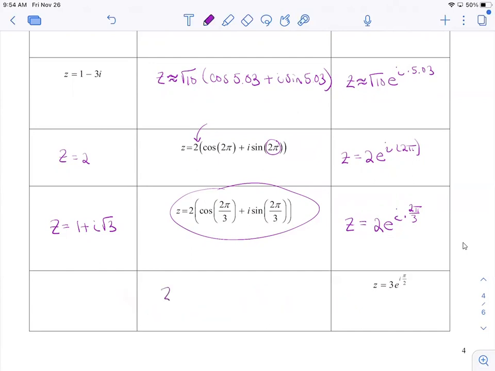So looking at my Euler's formula, I know my r is 3. Then I have cosine, my angle's pi over 2, plus i sine pi over 2. And now, just like from the previous video, I can just evaluate. 3 cosine of pi over 2 is 0, plus sine of pi over 2 is 1. So you can write this as 0 plus 3i if you'd like. You could also just say 3i.